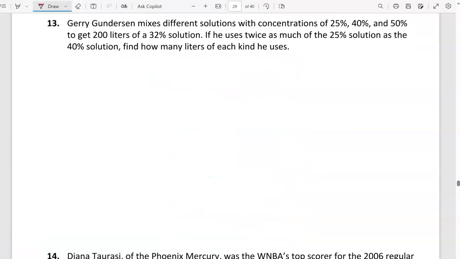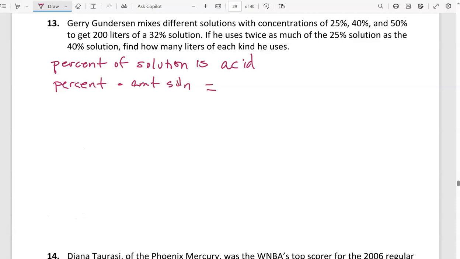Number 13 is a mixture problem. We've got Gary Gunderson mixing different solutions with concentrations of 25%, 40%, and 50%. And he's looking to mix them together to get 200 liters of a 32% solution. So I like to write a word key for this. A percent of each solution is, and let's just make up something here. Maybe it's acid, that's the percent content that we're talking about. Writing that as an equation, percent times the amount of solution equals the acid content in that solution.